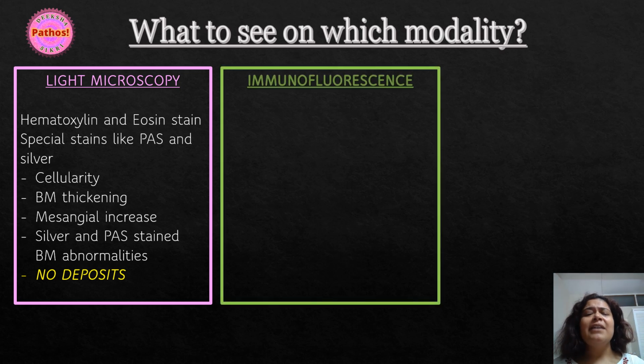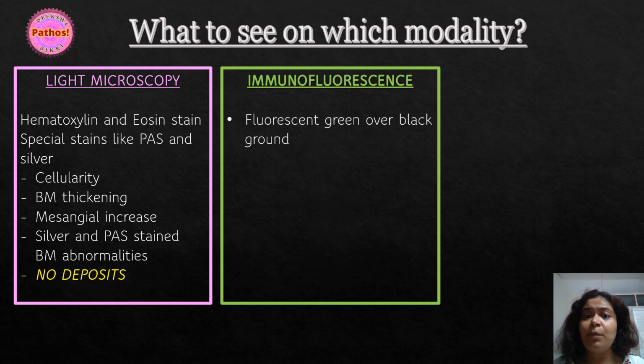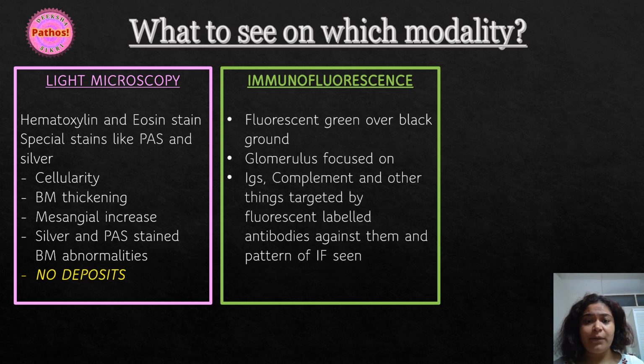All right. Next, we perform direct immunofluorescence. That means we directly target something that has been deposited in the glomerulus. Remember, the photographs will have a fluorescent green color on a black background. And of all the things that you can see in a renal biopsy, tubules, interstitium, we focus on the glomerulus because we are evaluating a glomerular disorder.